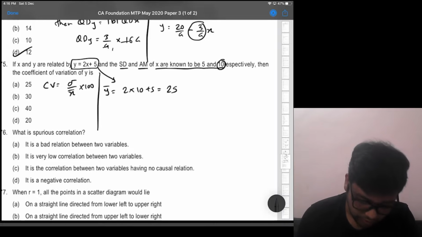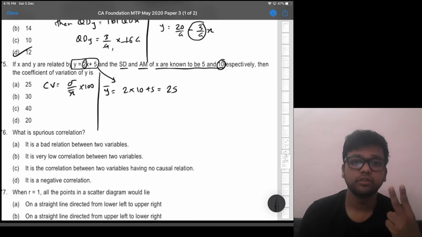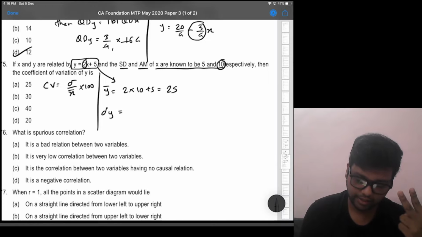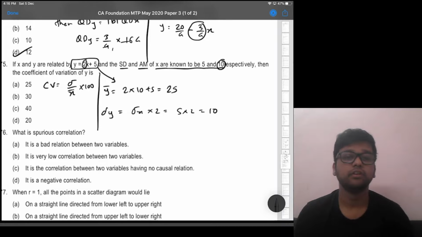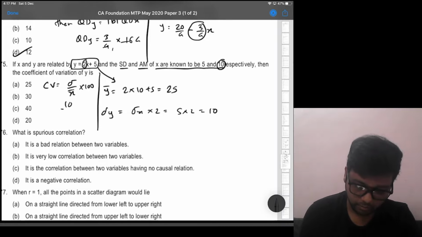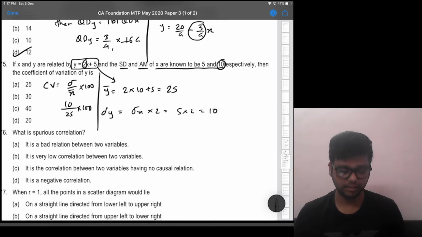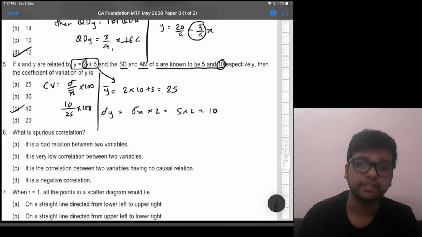And for SD, we only have to take change of scale, which is 2. So SD of y will be what? SD of x into 2. That means 5 into 2, 10. So answer will be what? 10 by 25 into 100. What is 10 by 25 into 100? 40. C is the correct answer.